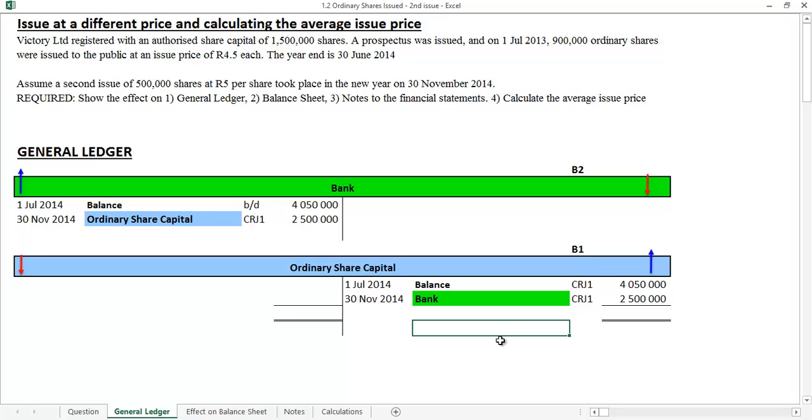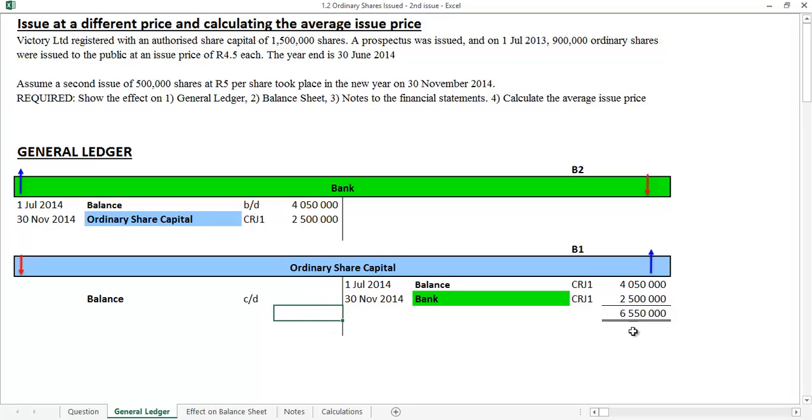Just a quick reminder how to balance an account. What you do is you total both sides. So if I total this side, I get 6.550 million. And then I go to the other side and I write balance carried down. All right. And since there's nothing on this side, it comes to 0.